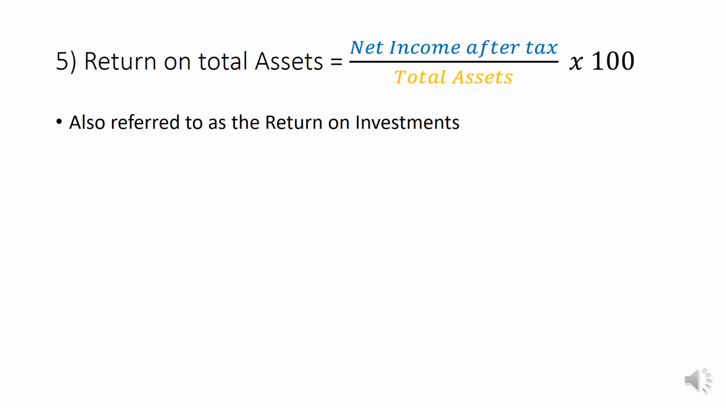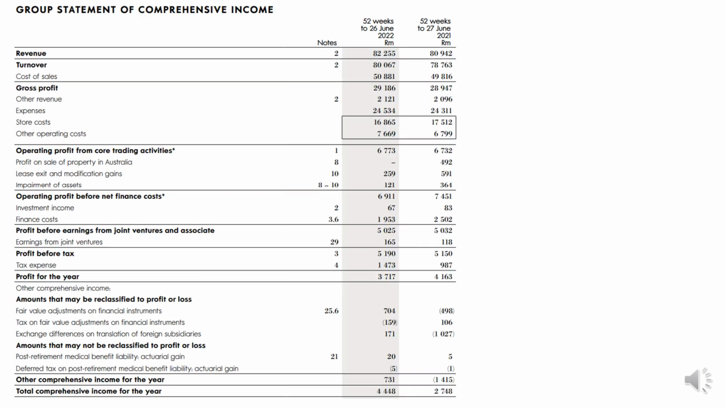Our last calculation is our return on total assets, also known as return on investment or ROI, and that is our net income after tax divided by our total assets multiplied with 100 to get a percentage. Let's look at our statement of comprehensive income, and way at the bottom we have our total comprehensive income for the year, which is 4,448 for the year of 2020.